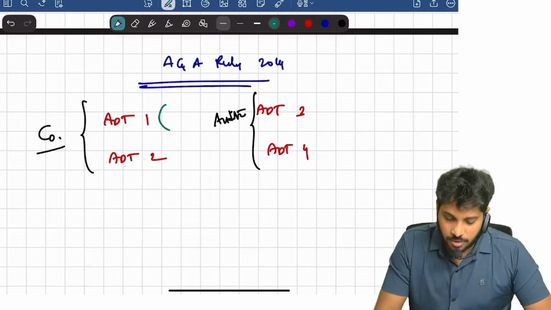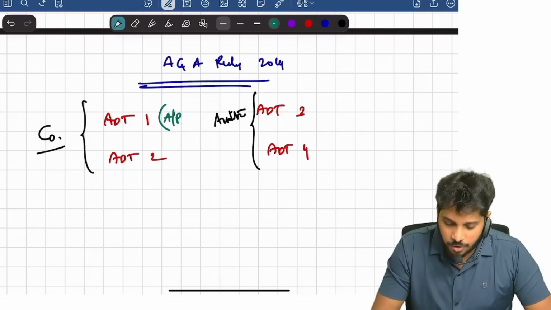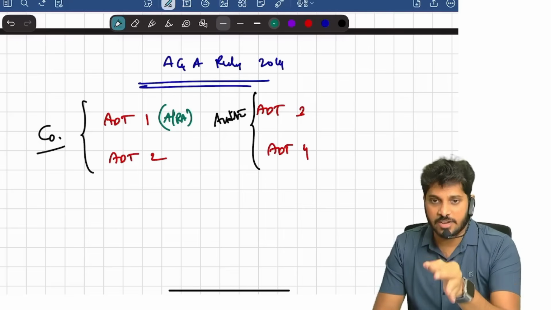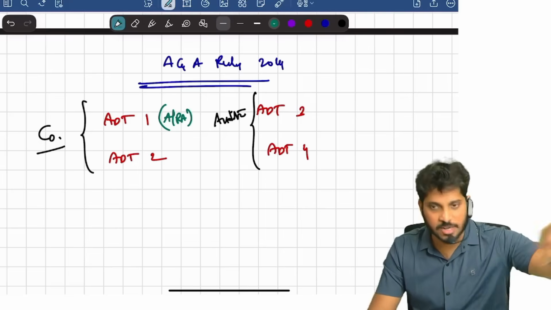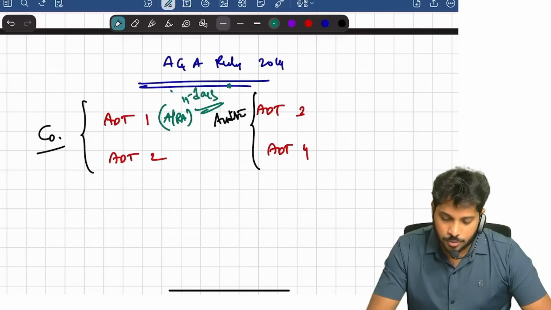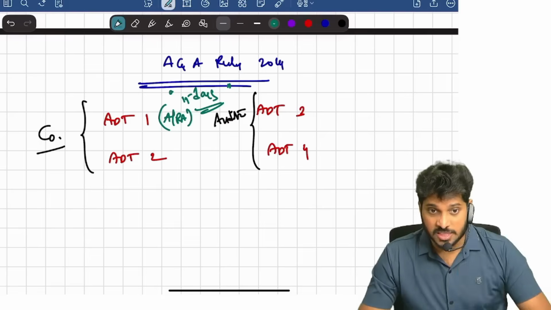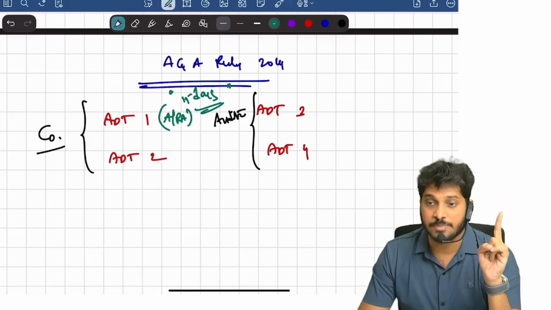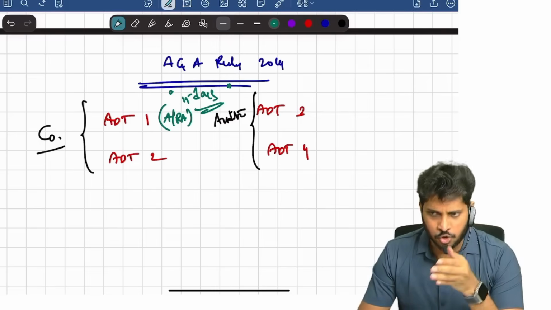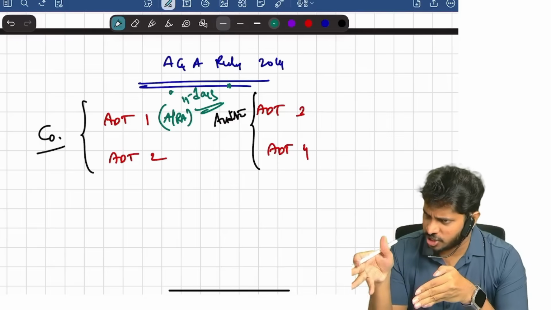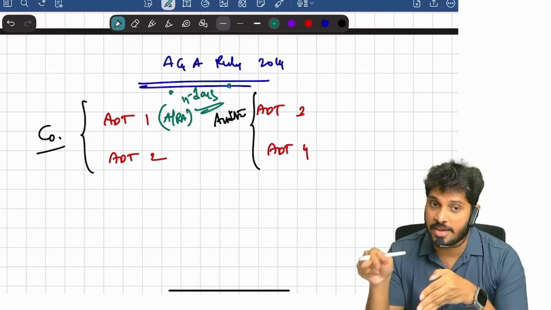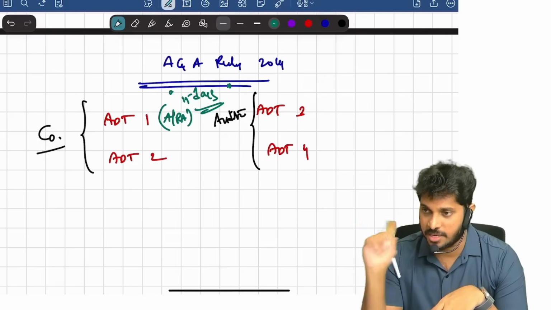ADT 1, what is the purpose of ADT 1? Appointment of auditor, reappointment of auditor, all that. Whenever the company appoints the auditor, you have to intimate the ROC. What is the time limit? Within 15 days. Within 15 days, you have to inform the Registrar of Companies, the central government, that you appointed an auditor. You may appoint in the AGM; he may be the first auditor, a subsequent auditor, or an auditor appointed to fill a casual vacancy. It doesn't matter. From the appointment date, within 15 days, inform.